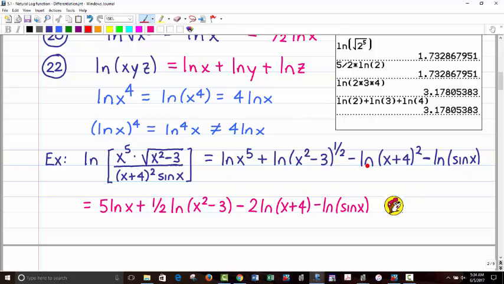All right, so let's see. We break it up: top plus plus, minus minus. Ln of x to the fifth, plus ln of x squared minus 3 to the 1/2, minus ln of x plus 4 squared, minus ln of sine of x. Well, we can bring this 5 down. Next term, we can bring the 1/2 down.